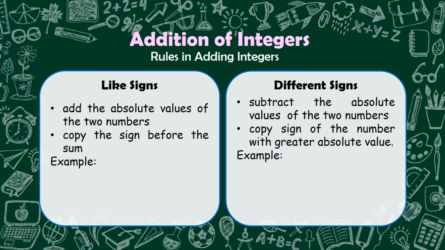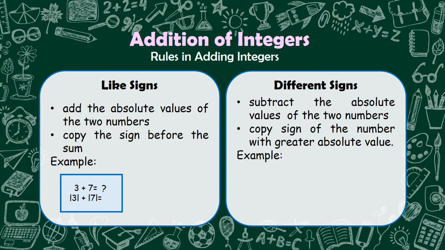Rules in adding integers. We have two rules. One for the like sign and the other is for the different sign. When we say like sign, it is adding two positive or two negative. And different sign, we have negative plus positive or positive plus negative. So when we have like sign, let us follow. First, add the absolute values of the two numbers. And second, copy the sign before the sum.